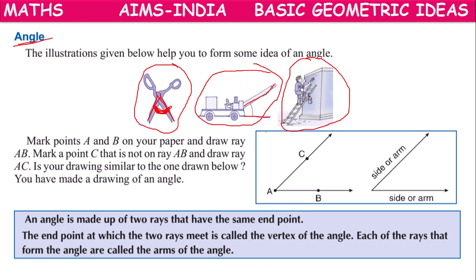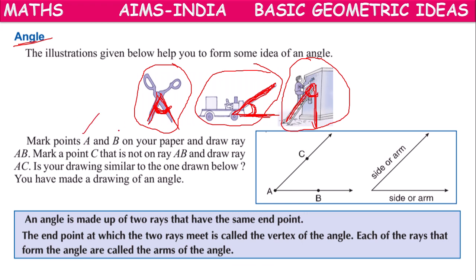Means the crane, this part is lifted up from the ground with this inclination, or the ladder is in support with the vertical wall with this inclination. If you observe all these illustrations, you come across two lines which are inclined to one another at some angle.